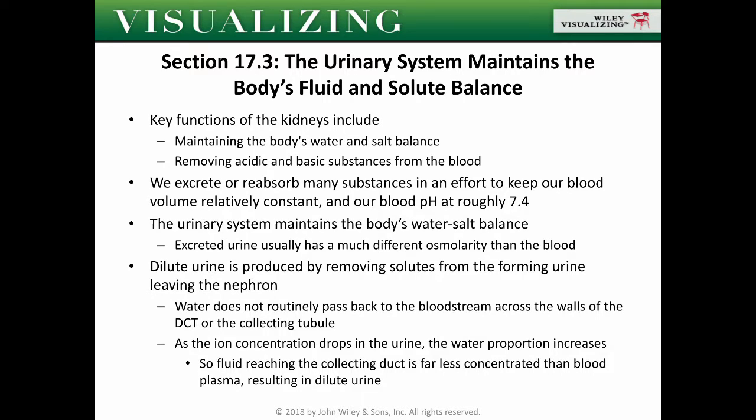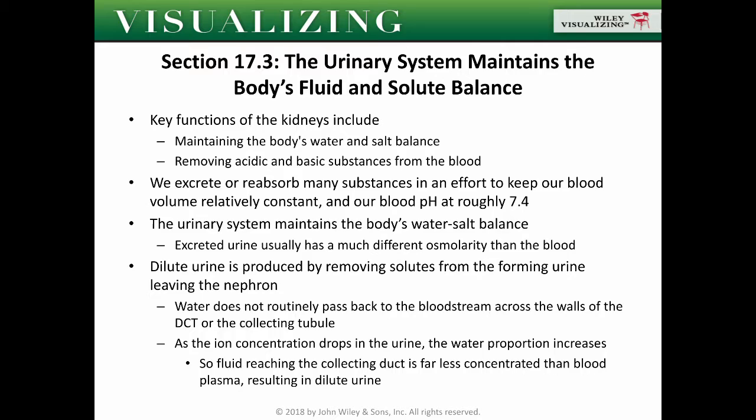So the urinary system maintains the body's water-salt balance. Excreted urine usually has a much different osmolarity than the blood. Again, because of the minute control of the nephrons, the reabsorption process of the different salts, the urine has a different composition than the actual blood plasma. But the urine can also be indicative of the composition of our blood, if we relate it to the normal average level.